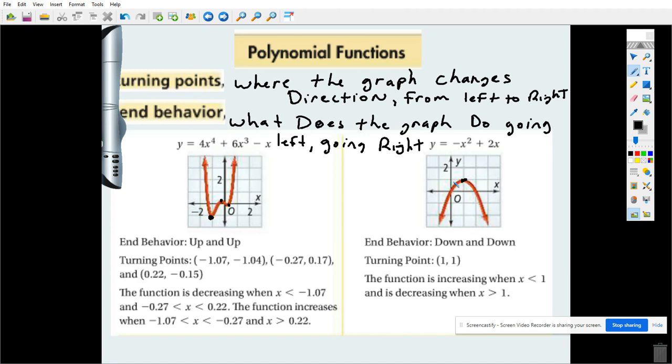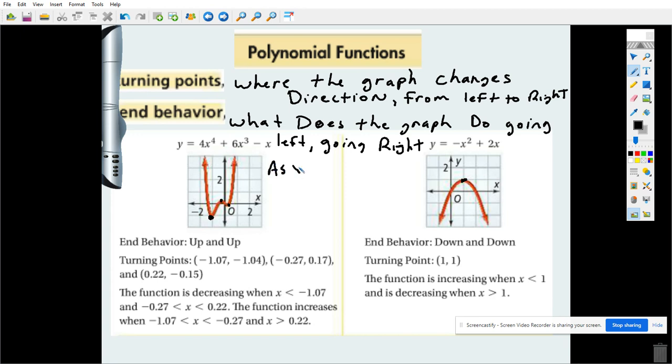So when we talk about end behavior, I'm asking you, what does the graph do as it goes all the way to the left? Okay, it's either going up or it's going down. And then what does the graph do as it's going to the right? It's either going to go up or it's going to go down. Now, I will say that end behavior will look like this, and it looks a little bit goofy.